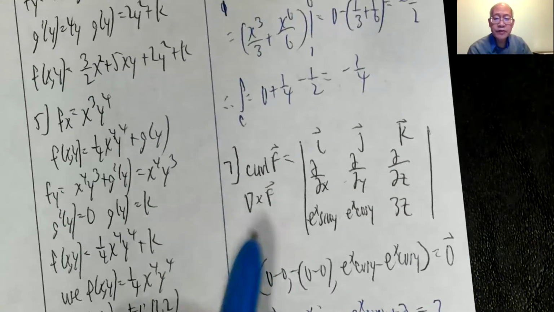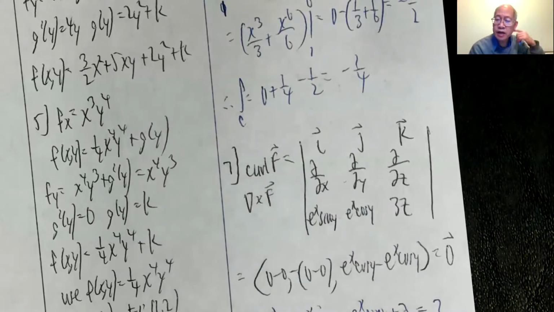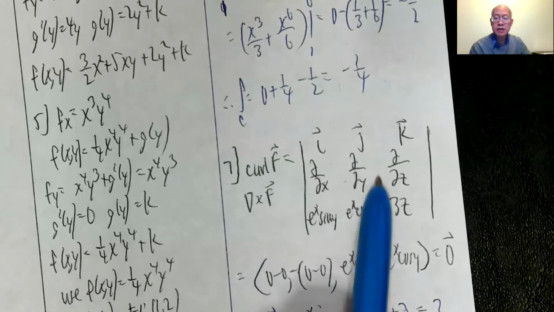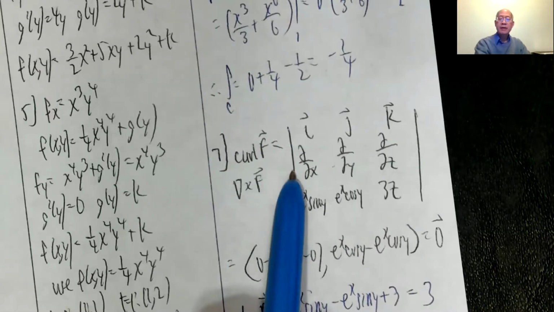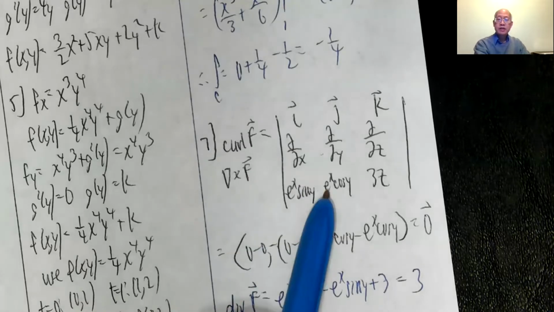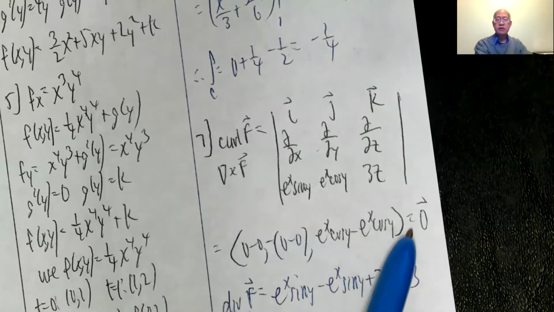Number 7, curl F is ijk, partial with respect to x, y, z, e to the x sine y, e to the x cosine y, 3z. So the i component is nothing minus nothing. The j component is the opposite of nothing minus nothing. The k component is e to the x cosine y minus e to the x cosine y. So that's a 0 vector.